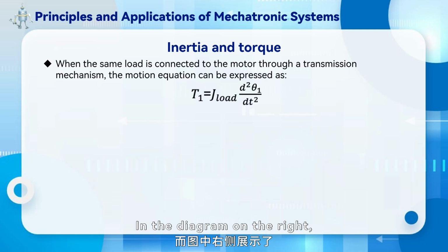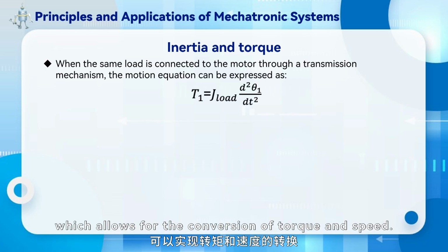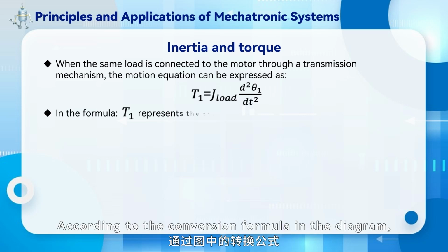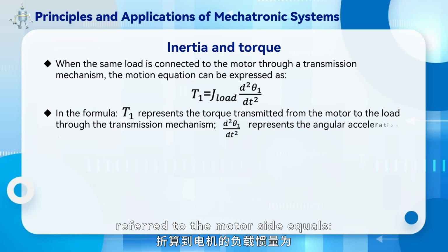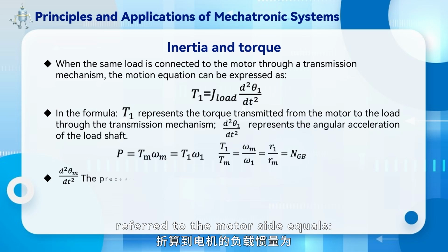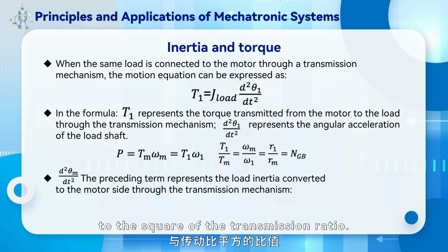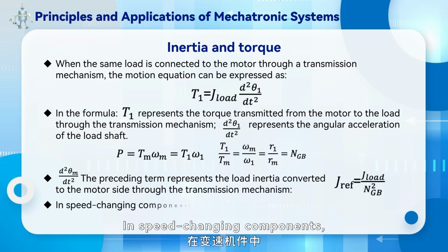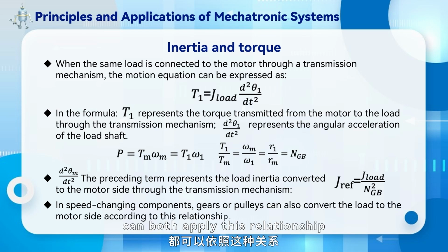In the diagram on the right, the motor is connected to the transmission mechanism, which allows for the conversion of torque and speed. According to the conversion formula in the diagram, the equivalent load inertia referred to the motor side equals the ratio of the load inertia to the square of the transmission ratio. In speed-changing components, gears or pulleys can both apply this relationship to convert the load to the motor side.